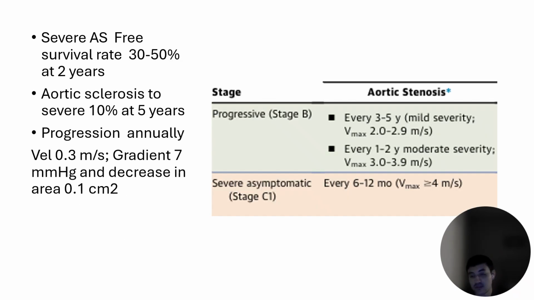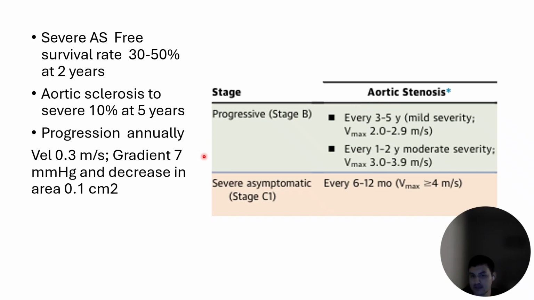When it's severe aortic stenosis, you have a survival rate of 30 to 50% at 2 years. Aortic sclerosis going to severe, 10% at 5 years is the survival rate. Progression annually, the velocity is 0.3 meters per second, gradient 7 millimeters, and decrease in area of 0.1. What does that tell you? For example, if you have a velocity of 2, annually you expect less than this. So you don't need to repeat in 1 year if you have mild aortic stenosis and no echocardiogram. That's why I did recommend.